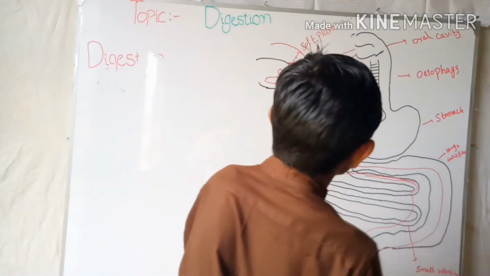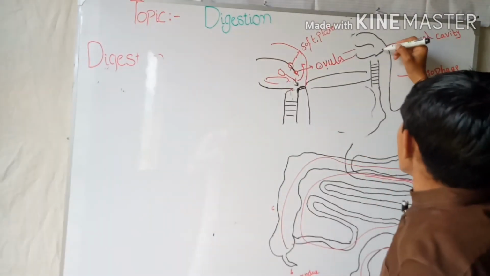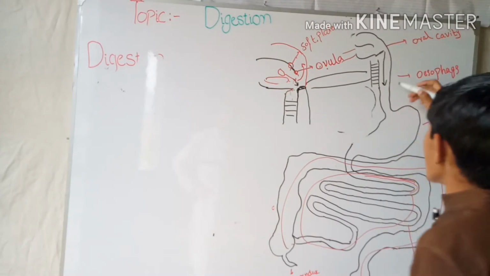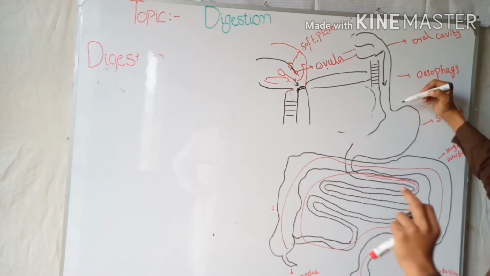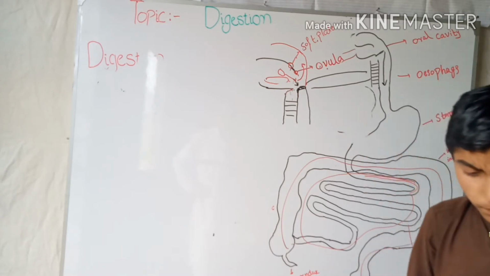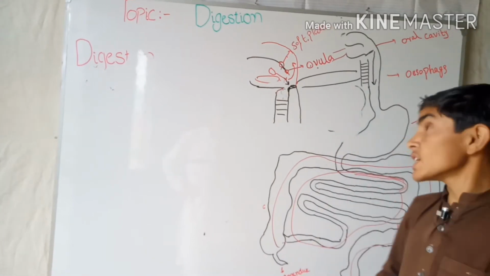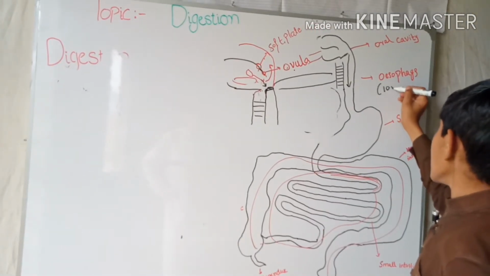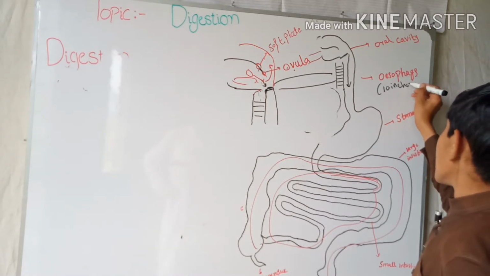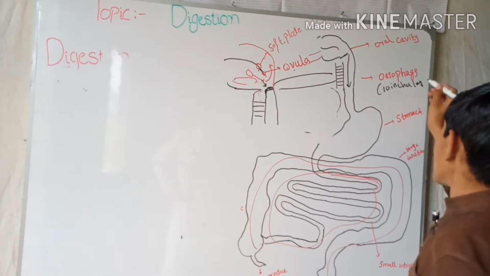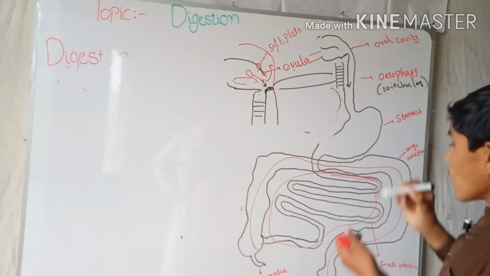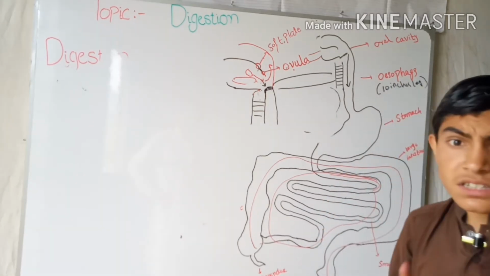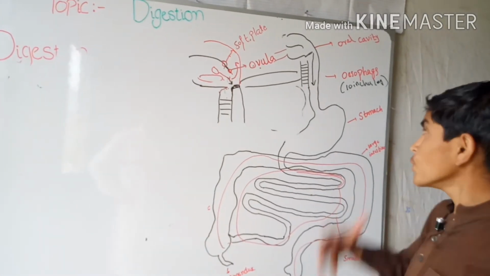Okay, so the food comes down here, and it goes through the esophagus. The esophagus is a long way for the food. It is about 10 inches long. The food moves through it by peristalsis. Peristalsis is a contraction and relaxation of the esophagus like this.